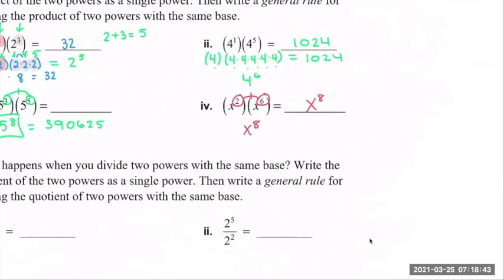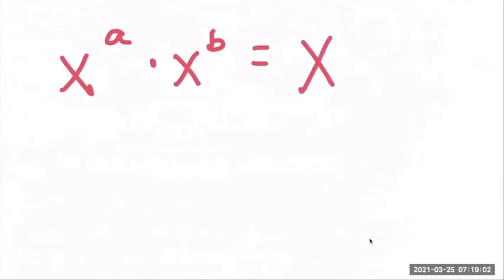So the general rule when you're multiplying is if you have the same base, let's do x to a times x to b. This is going to be the same thing as x to the a plus b, because we add those two numbers together, and that's how we can move forward.